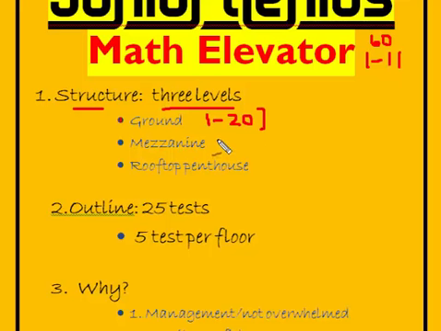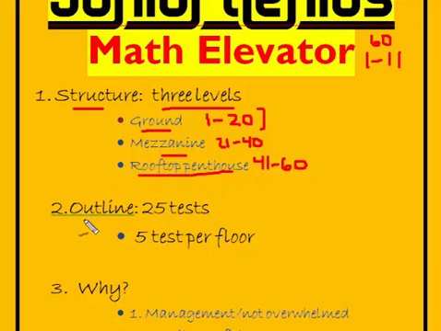The mezzanine level will be questions 21 through 40, and they start picking up speed and getting into some concepts that are a little bit more difficult. In the last grouping, the rooftop penthouse, 41 through 60, these are the most difficult questions on the test. So instead of having the kids try and work on everything, we try and master each floor one step at a time.